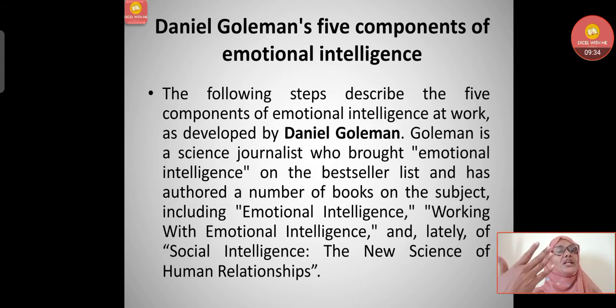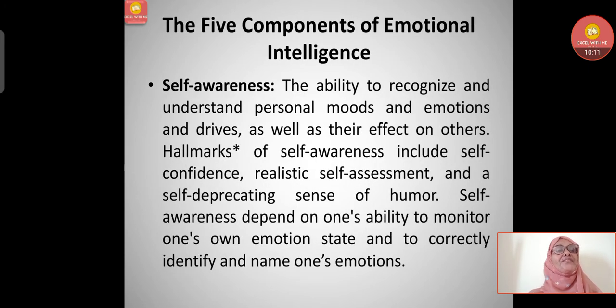The most important thing now we are going to discuss, that is Daniel Goleman's five components of emotional intelligence. The following steps describe the five components of emotional intelligence at work as developed by Daniel Goleman. Goleman is a science journalist who brought emotional intelligence on the bestseller list and has authored a number of books on the subject, including Emotional Intelligence, Working with Emotional Intelligence, and lately Social Intelligence: The New Science of Human Relationships. Now let's understand the five components of emotional intelligence given by Daniel Goleman.